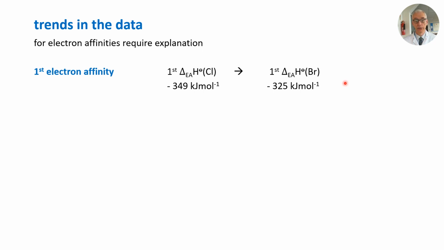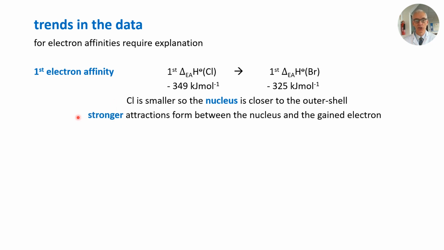Okay, so if I reveal my thinking, chlorine is smaller as an atom compared to bromine, so the nucleus is closer to the outer shell. Therefore, there are stronger attractions between the nucleus and the electron to be gained. So electron affinity is about gaining an electron, so there are stronger attractions between the nucleus and the gained electron in the outer shell of chlorine compared to that of bromine, because the chlorine atom is smaller, so the nucleus is closer to the outer shell. One can do a more detailed argument, but that is the main point.